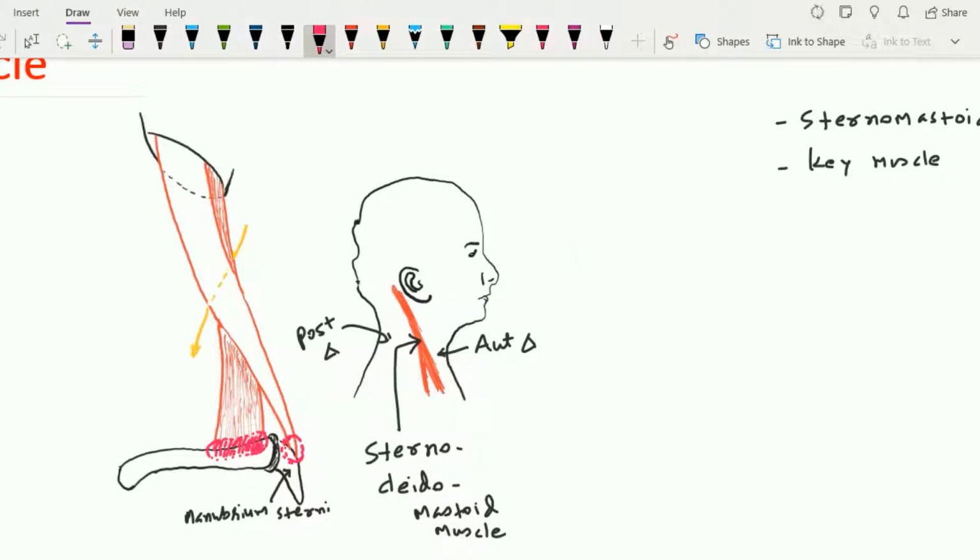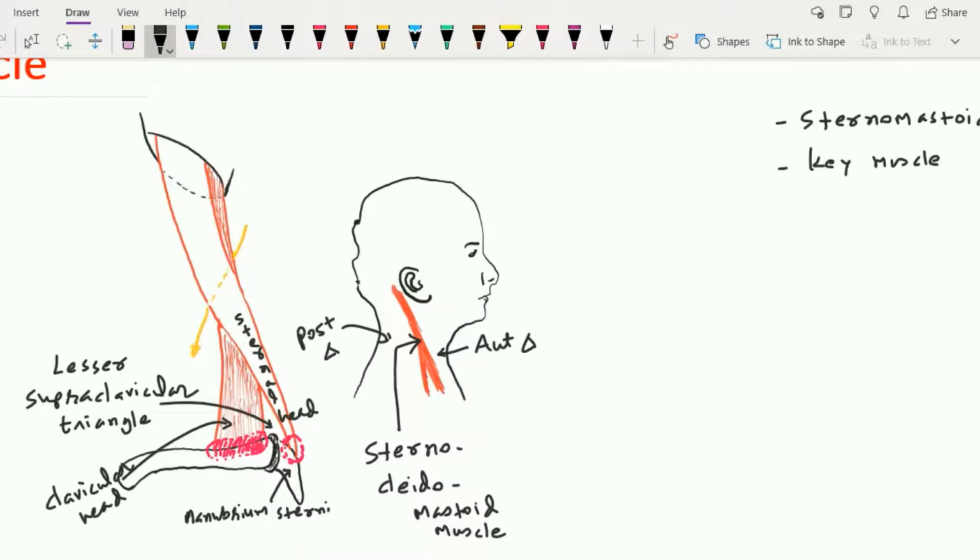And the gap between the two heads is called the lesser supraclavicular triangle. The clavicular fibers of the sternocleidomastoid muscle pass upward and fuse with the sternal head from its posterior aspect and form a single belly. Between the gap of the sternal head and the clavicular head, we find the termination of the internal jugular vein.